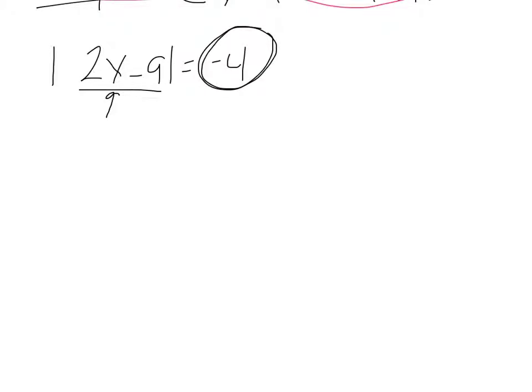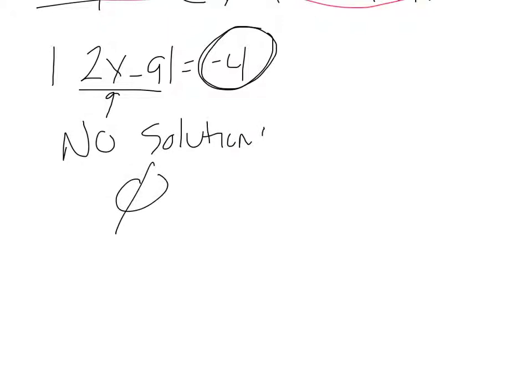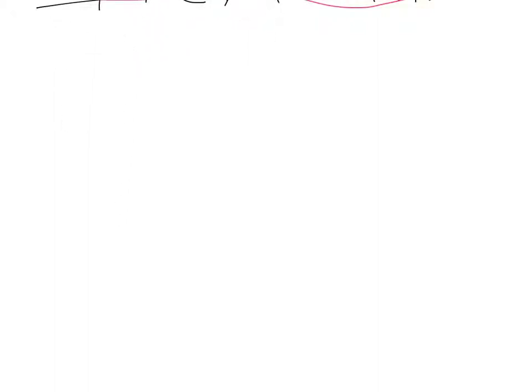So the next one we have is this. Absolute value of 2x minus 9 equals negative 4. Now, if you put something into the absolute value and it's positive, it comes out positive. If you put something in absolute value that's negative, it comes out positive. So there's no way that we can have the absolute value of anything equal negative 4, which means there are no solutions. Or the solution is the empty set. That's another way we could say that.